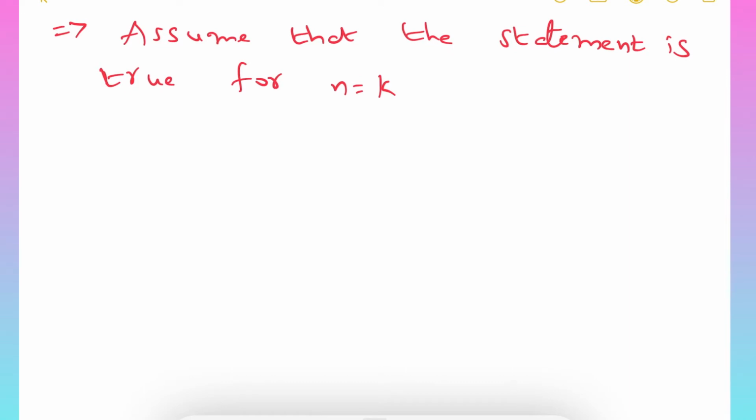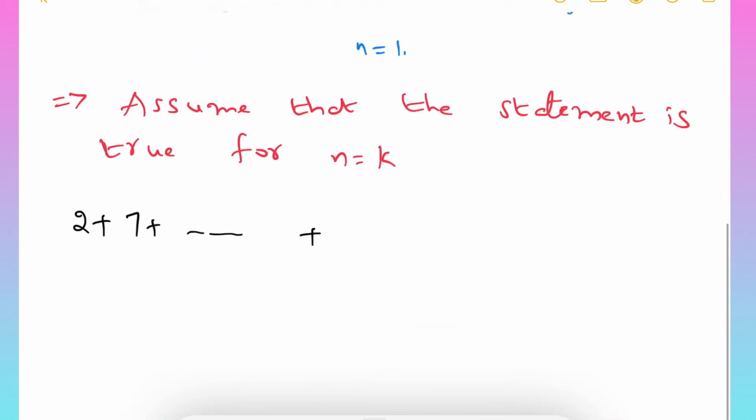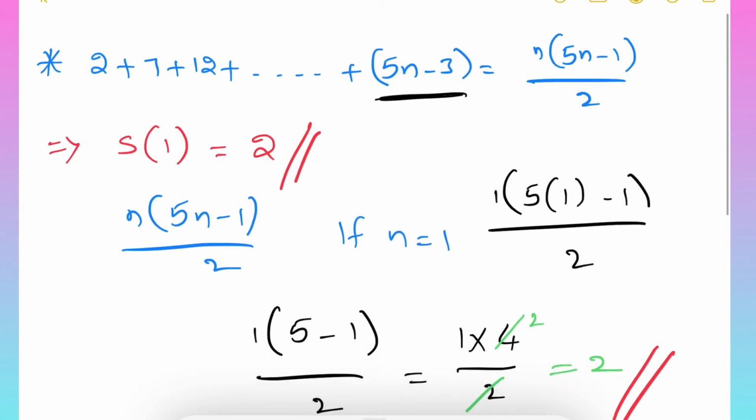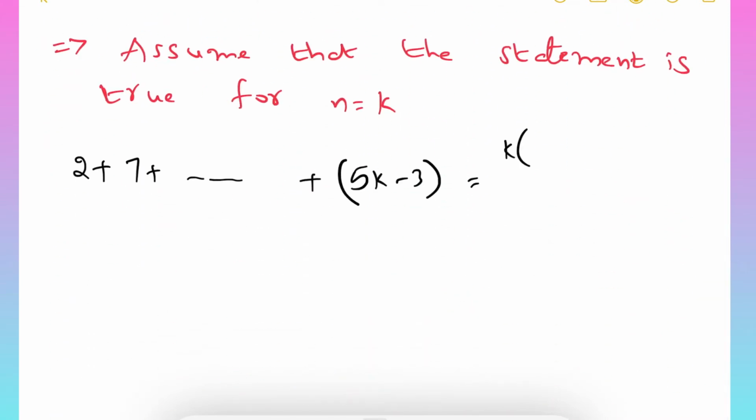So we get 2 plus 7 plus and so on plus 5n minus 3. In the place of n substituting k, 5k minus 3, which equals the same on the right side also. On the right side we have n into 5n minus 1 divided by 2. In the place of n substituting k, k into 5k minus 1 divided by 2. This is the second step. Now by using this second step only we will solve the third step.